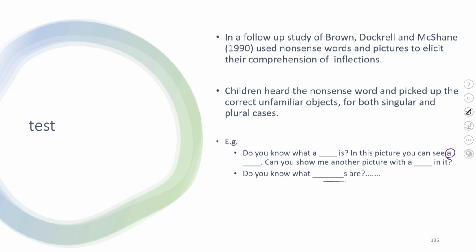So, do you know what? Here you have s, which is a plural marker. Again, they have to point to the plural object that is in the picture. This is how they found out that children are able to figure out, from the nonsense words and the kind of inflectional morphology used, which is a noun and which is a verb.